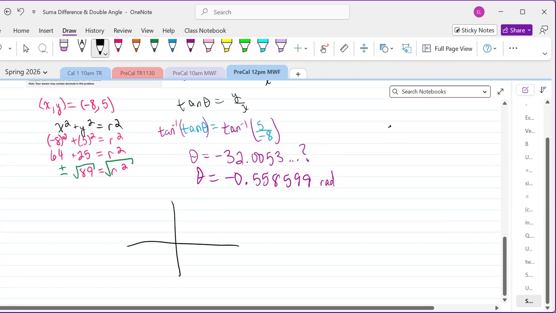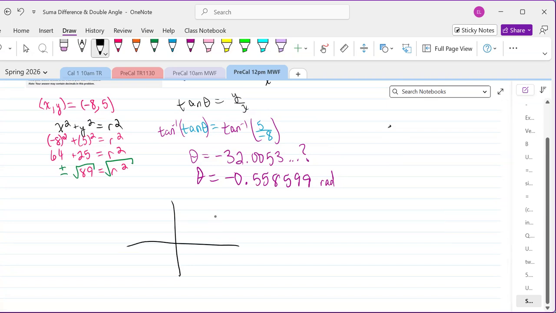If I plot that, -32 degrees goes down into quadrant 4. So -0.5585 radians, same location, down into quadrant 4. All right, but where is the point they gave us? So they told us -8, 5. Where is -8, 5? Yep, the second quadrant. We're going to go left 8 and up 5.